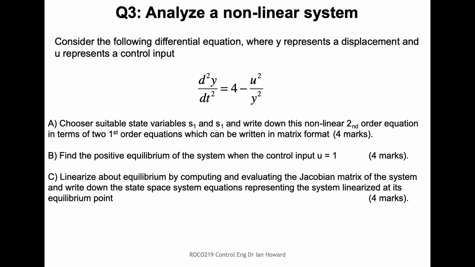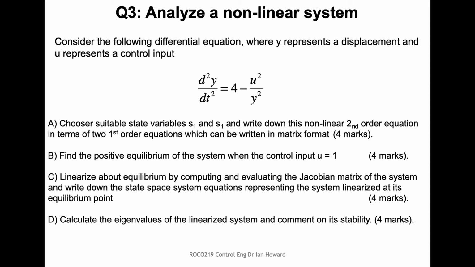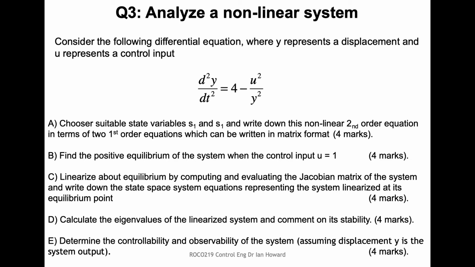Then it's asking us to linearize about this equilibrium position, and to do that, evaluate the Jacobian of the system, and then write down state space equations representing the linearized system at this equilibrium position. Then for this newly created linearized system, it wants us to calculate the eigenvalues and say something about the stability. And finally, what is the controllability and the observability of the system, assuming displacement y is the system output. So that's basically telling us what the C matrix looks like.